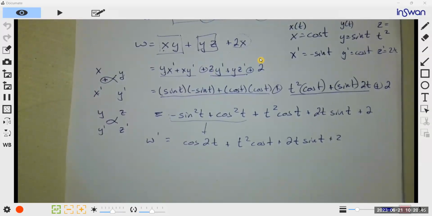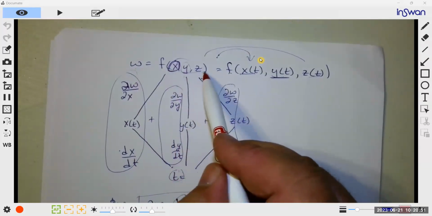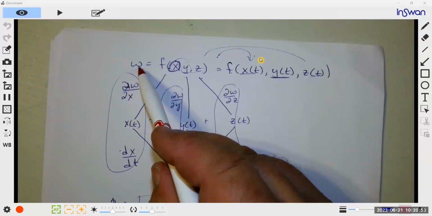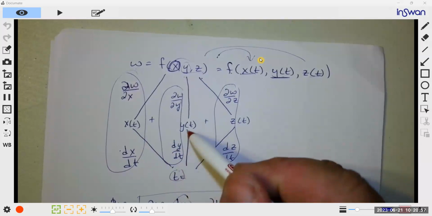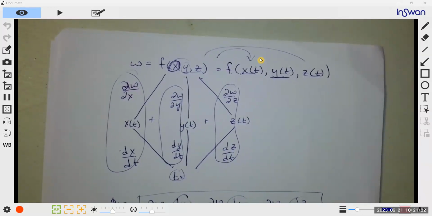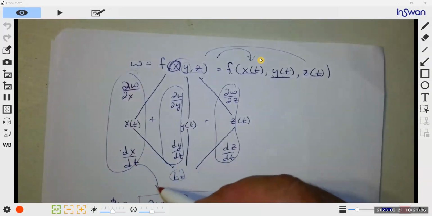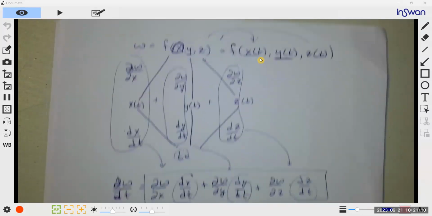So the diagram just tells us what we do. We have our function, we have our 3 variables, so we have to take the derivative of the function with respect to each variable, and then we have to take the derivative of each variable, and then combine them. And that's what it tells us. So the product here puts together our formula.